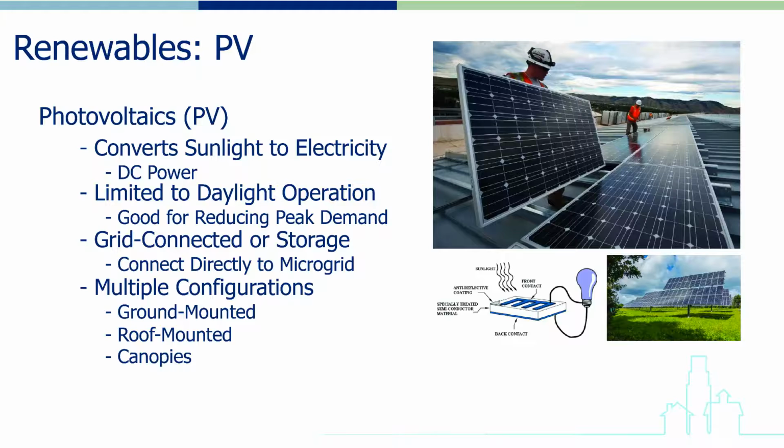PV systems can be connected to the grid or completely off-grid, where they often include some type of battery storage. When used in microgrids, PV systems will connect to the microgrid, and the microgrid in turn will connect to the utility grid. The panels can be ground-mounted, roof-mounted, or incorporated into a carport or a canopy.